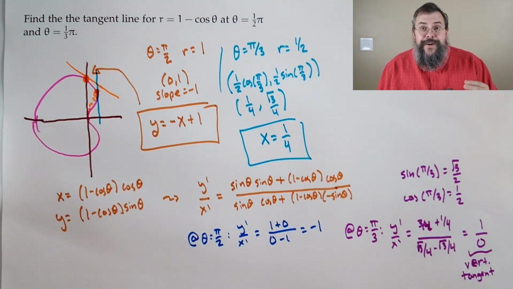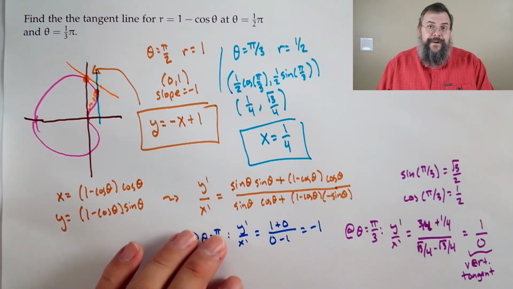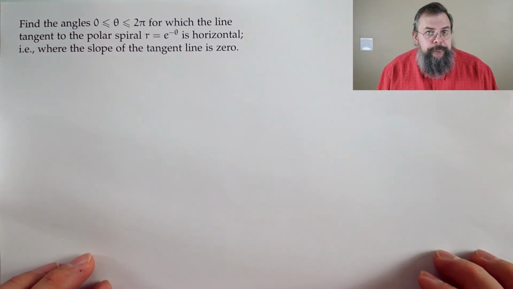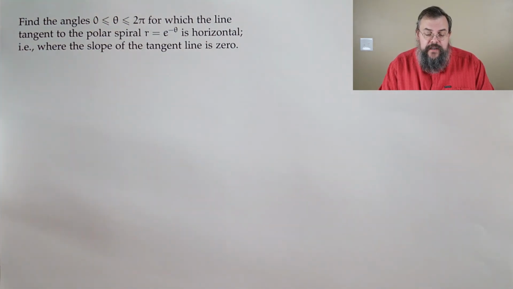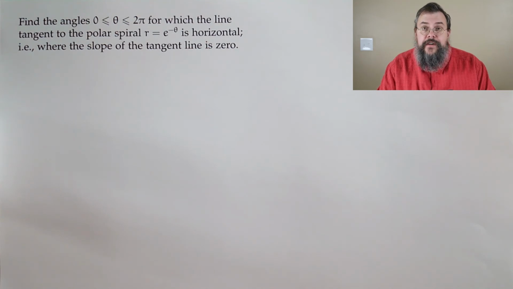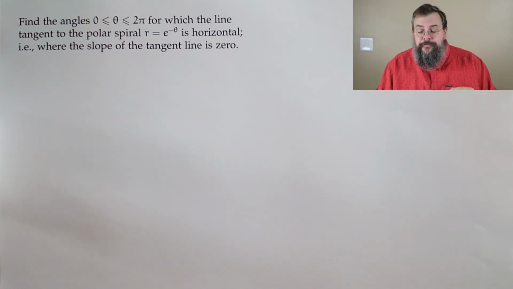Great, beautiful, beautiful. All right, well, I think we can try one more. Let's see. All right, here we go. Find the angles between 0 and 2 pi for which the line tangent to the polar spiral, r equals e to the minus theta, is horizontal. And that is, the slope of the tangent line is 0.